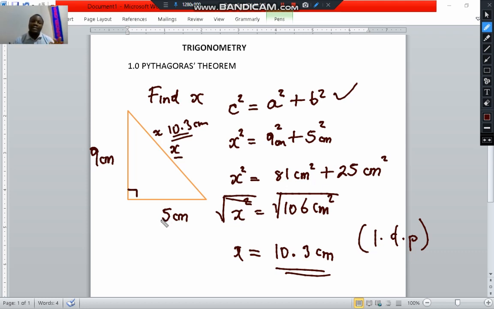If you remember what I said, we would either be looking at finding sides, angles, or the relationship between angles and sides. In this first part, we're just looking at the relationship that exists between sides of a right angled triangle.